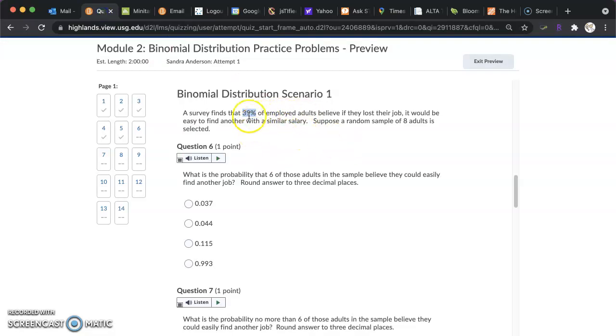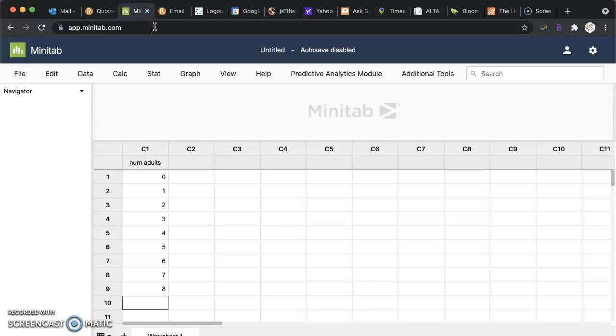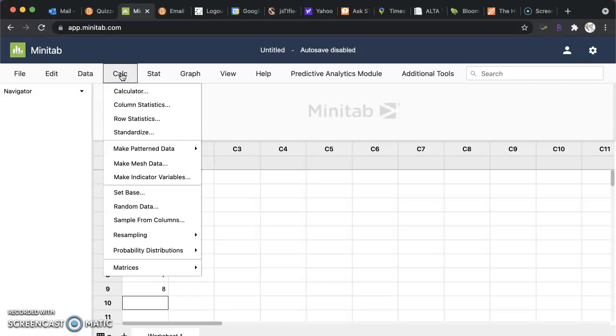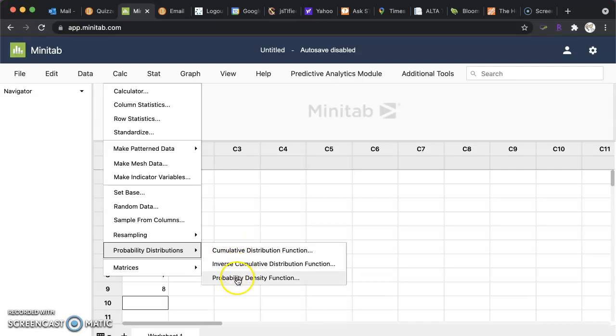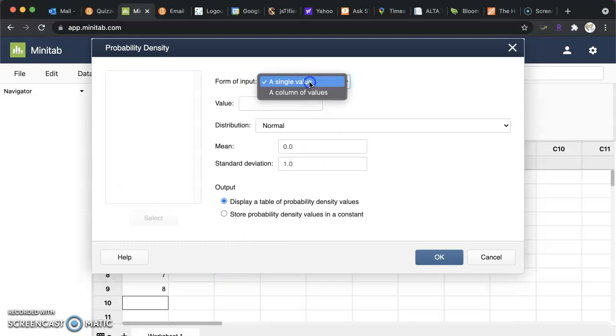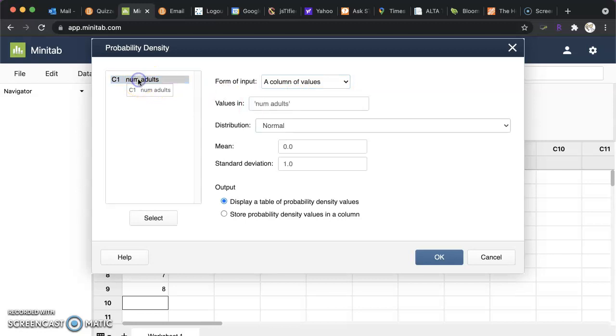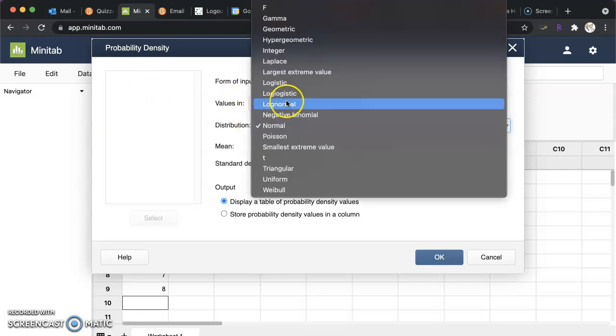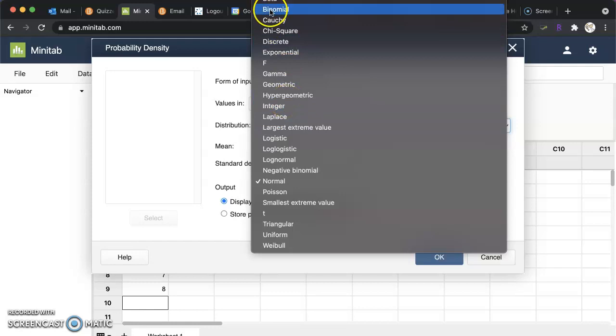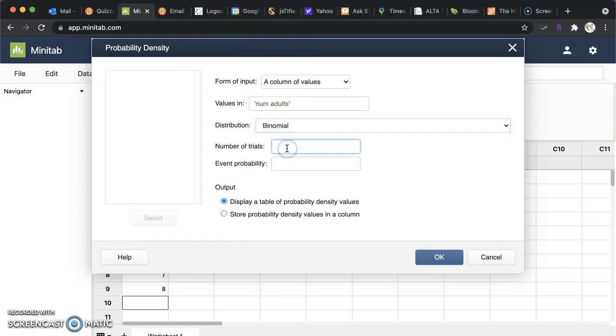Once we do that, all we have to do is make sure we know the probability is 0.39, or 39%. So I'm going to calculate the binomial distribution. I hit calculate, probability distribution. The probability density is what you choose here. My values are in a column, in C1. It's not a normal distribution. What kind of distribution is it? It is a binomial distribution.